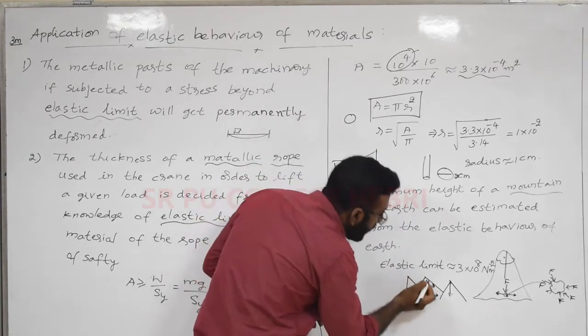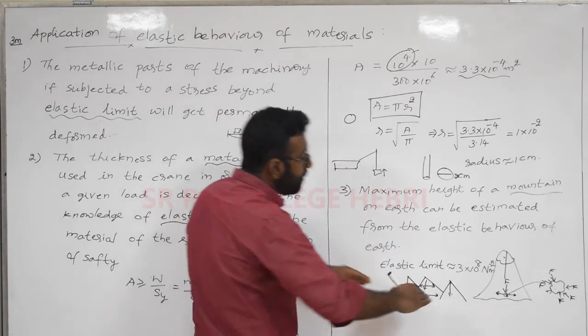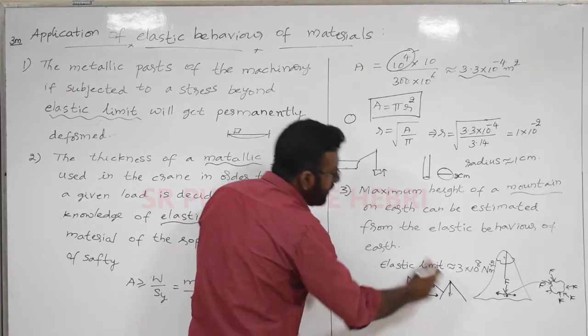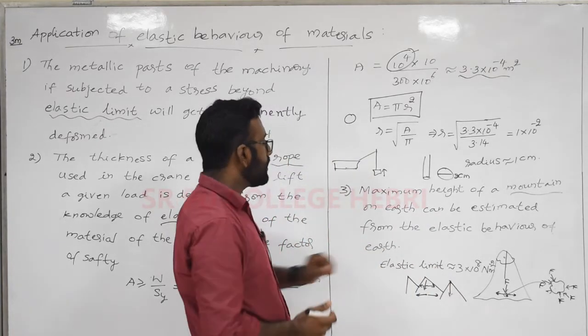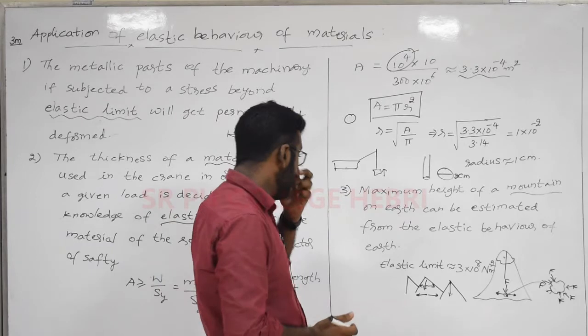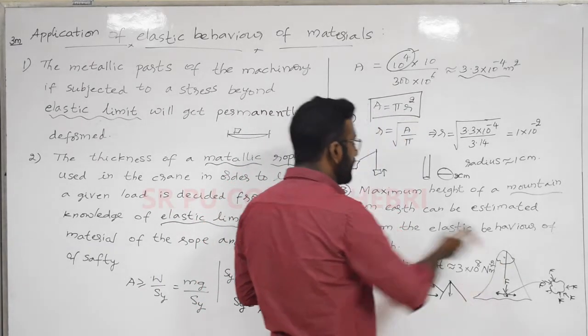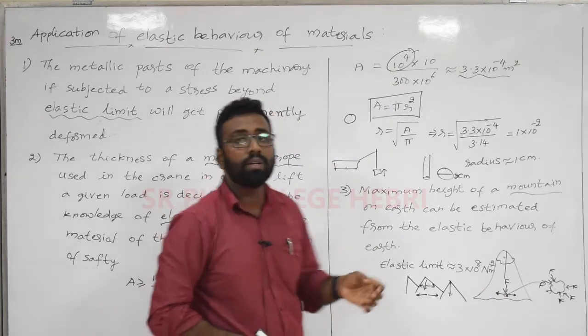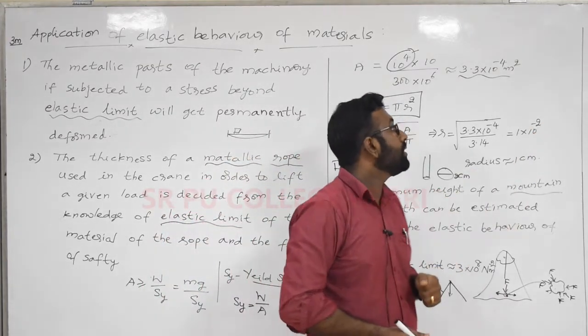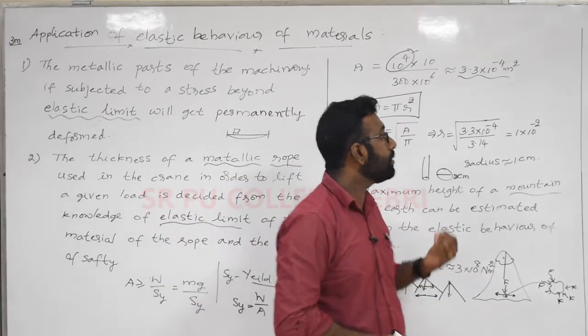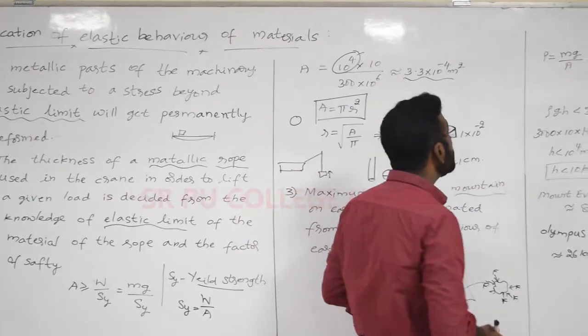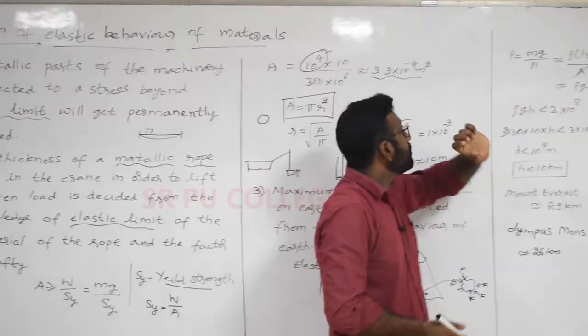Now, the top will have a sharp edge, but it will be steep to the sideways. If you consider the elastic limit value, that is something around 3 into 10 to the power 8 Newton per meter square, we can calculate the approximate value the mountain can have. So we will use the formula over here. You can see here, I'll make use of this formula.